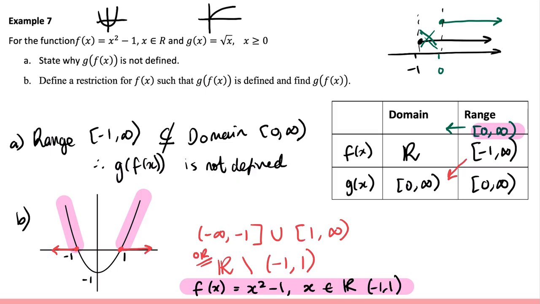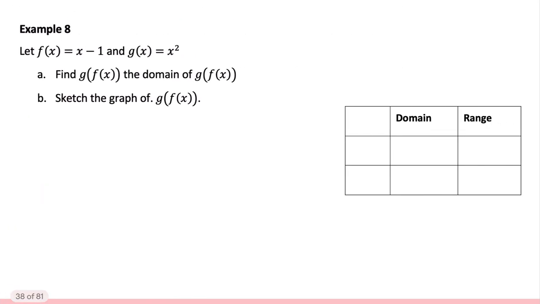Okay, on to the next example. It says let f of x equal x minus 1, g of x equals x squared, find g of f of x, the domain, and then sketch the graph. Same kind of idea. First, we're going to check that it actually works. It's always really important. Even if they don't tell you to check whether it's defined, you should still check that it is. So that'll be f of x, g of x.